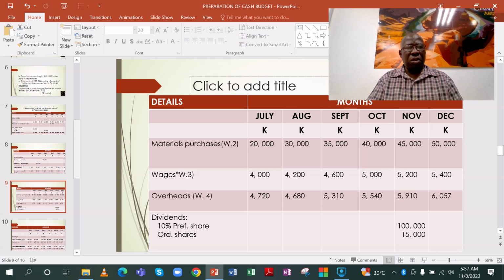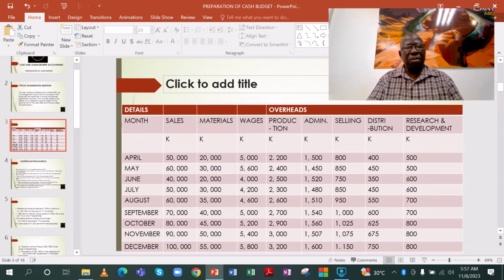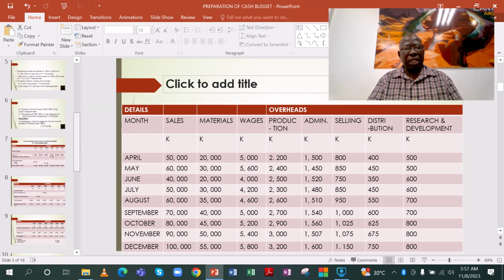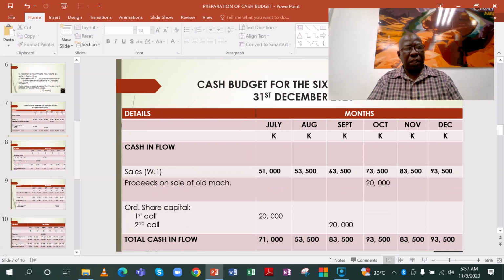Then we are told of wages. Wages also lagged by 1 month. So where are the figures coming from? From this table. Wages is here. Okay, so it lags by 1 month. It means that April wages will be paid in May. May wages will be paid in June. To show that, there is a working to that effect.